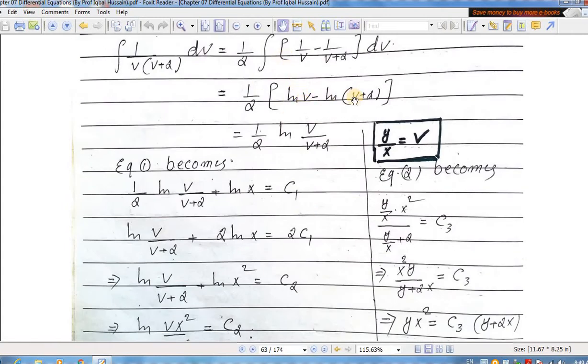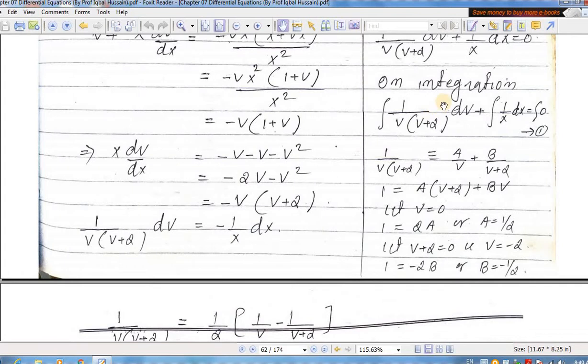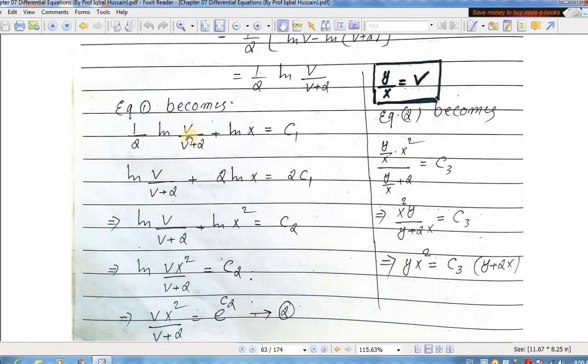Now log v minus log v plus 2 will become log v divided by v plus 2. So the value of this integral is equal to 1 over 2 log v divided by v plus 2. We will put the value which we have obtained here, and we will get the value of the first integral, integral 1 over x dx, is equal to this.